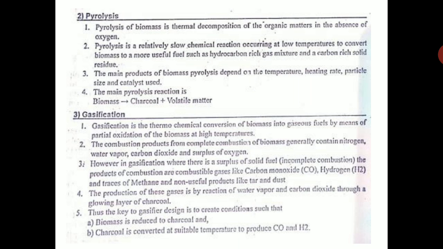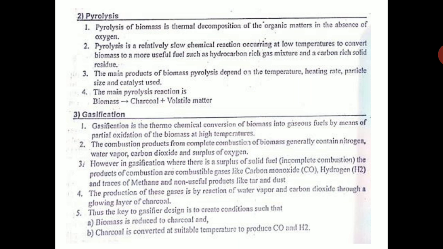The main products of biomass pyrolysis depend on the temperature, heating rate, particle size and catalyst used. So the main pyrolysis reaction is biomass when it is heated in a controlled condition, then it leads to charcoal as well as volatile matter. Volatile means which evaporates and goes.